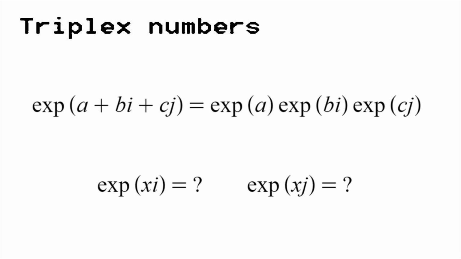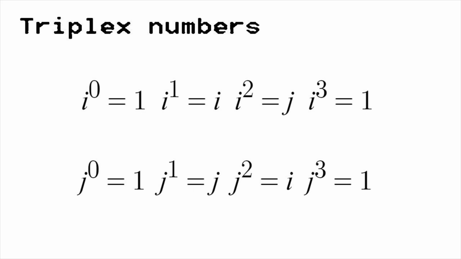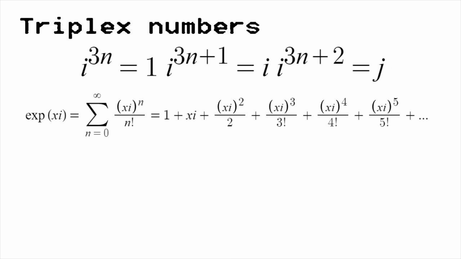As before, we'll see how each behaves when raised to integer powers. For i, we start at 1, then multiply to i, then j, then back to 1. For j, it's basically the same thing, but i and j are switched. This is actually pretty convenient, since it means the formula for j will just be the same as the formula for i, but with i and j switched. Anywho, we've got our three-part cycle worked out, so we can plug the triplex xi into the power series.